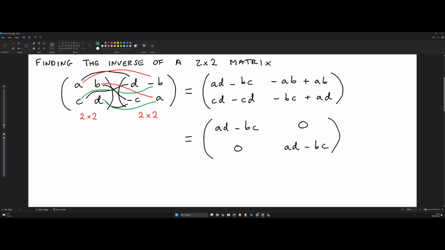Now the inverse of a 2 by 2 matrix is going to give you the identity matrix back, and that's 1, 0, 0, 1. At the moment we do not have 1, 0, 0, 1. We have ad minus bc, 0, 0, ad minus bc. So to get the identity matrix, we'd actually have to multiply this matrix by 1 over ad minus bc. Let me show you how that works.